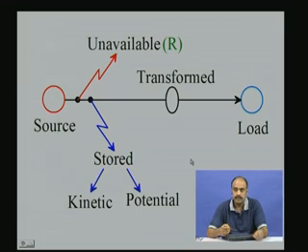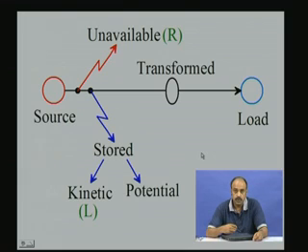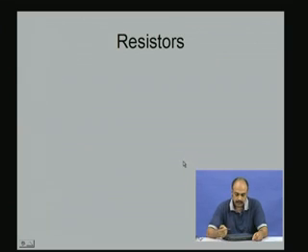So, the energy gets lost as heat most of the time in a component called a resistor, which is denoted by the letter R here, and the energy gets stored in the kinetic form in a component called inductor, which has an inductance value as indicated by letter symbol L here, and it can get stored in the potential form in a component called the capacitor, denoted by the letter symbol C here. So, now let us look at these primary components one by one. The resistors first.